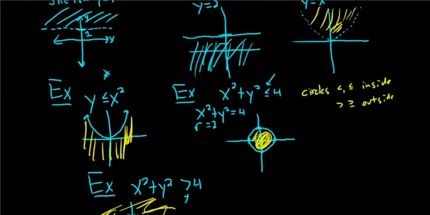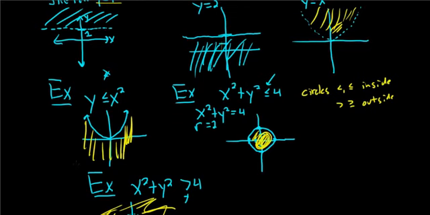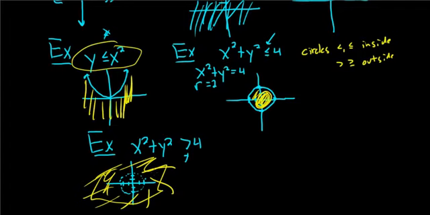Let's recap all of these really quickly. The first one was y greater than 1. It's a horizontal line, y equals 1. You sketch that, and because it doesn't allow for equality, it's dotted, it's greater than, so you shade above. This one's solid, and it's less than, so you shade below. This one's dotted, it's a parabola, it's greater than, so you shade above. This one here is solid, because it allows for equality, and it's less than, so we shade below. And then for circles, less than is inside, and greater than is outside. I hope that made sense.